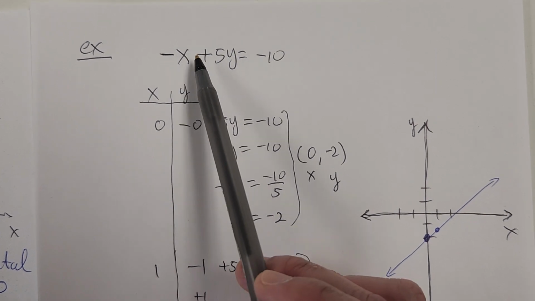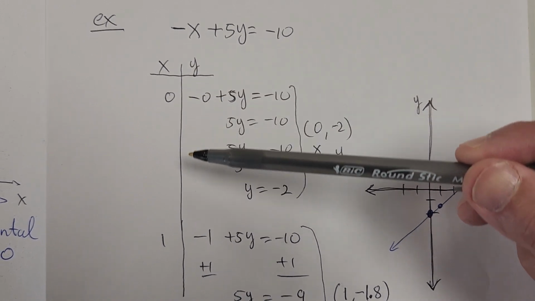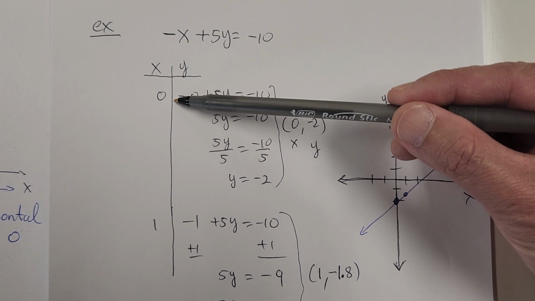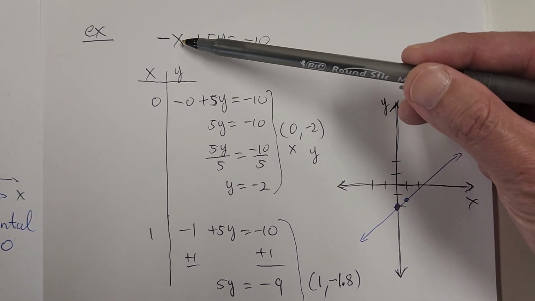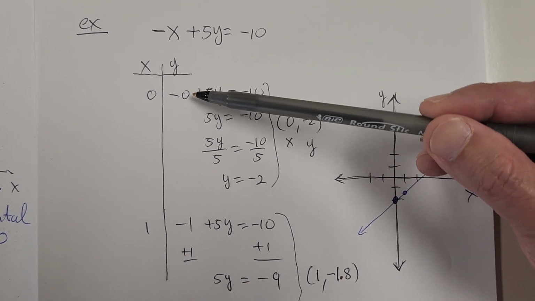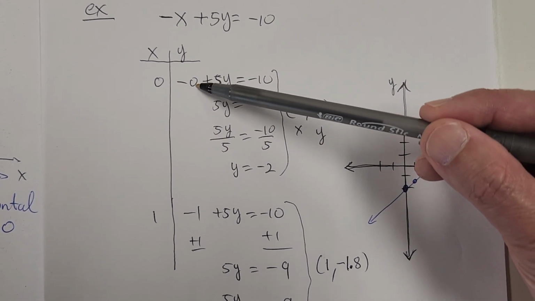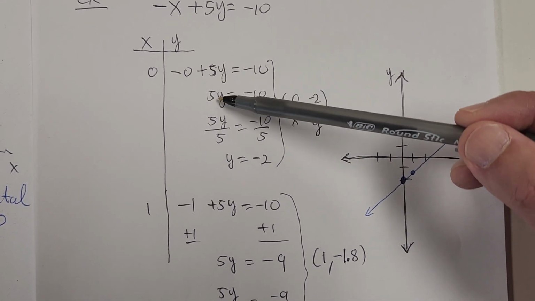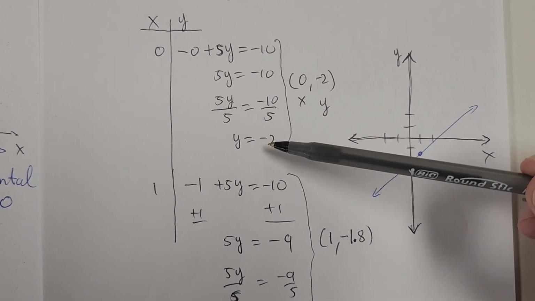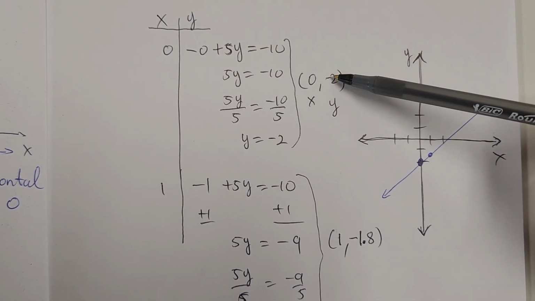So here I have negative x plus 5y equals negative 10. Same thing, do your XY T-chart like what I have here. Pick 0, which is the easiest place to start. So instead of writing x again, put 0 in. So negative 0 plus 5y equals negative 10. Now 0 is just 0, so all I have left is 5y equals negative 10. Divide by 5 on both sides, I get negative 2. So my first point is 0, negative 2.